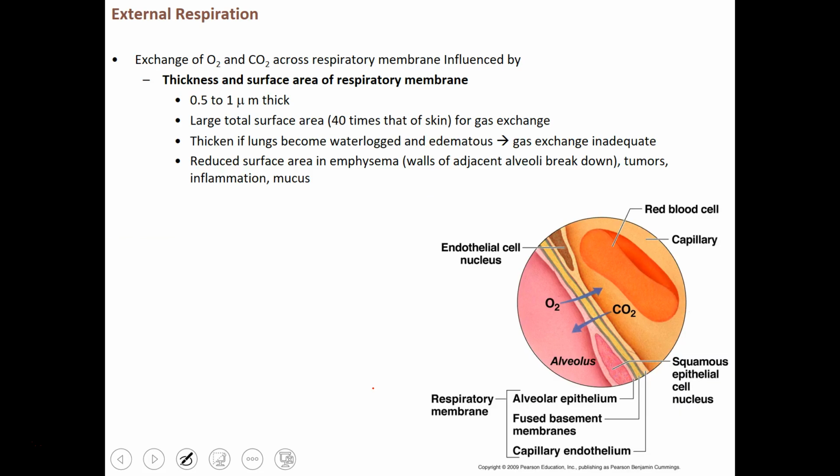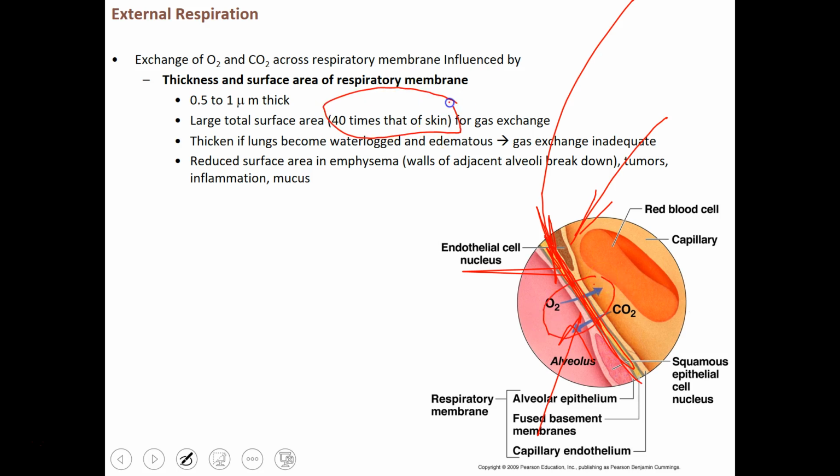Now, the exchange of oxygen and CO2 happens across a fairly thin respiratory membrane, which consists of the endothelial cells in the capillary, type 1 alveolar cells in the alveolus, and the basement membrane here, yellow in between. So this membrane is rather thin. It is thin because of those really tiny little layers, and it has enormous surface area, about 60 square meters.